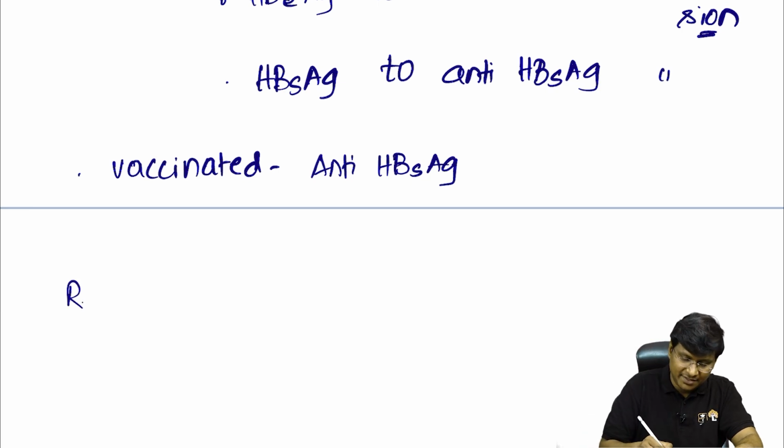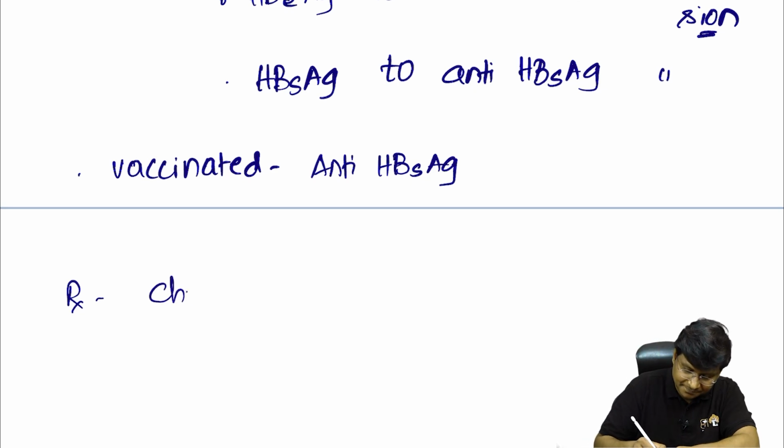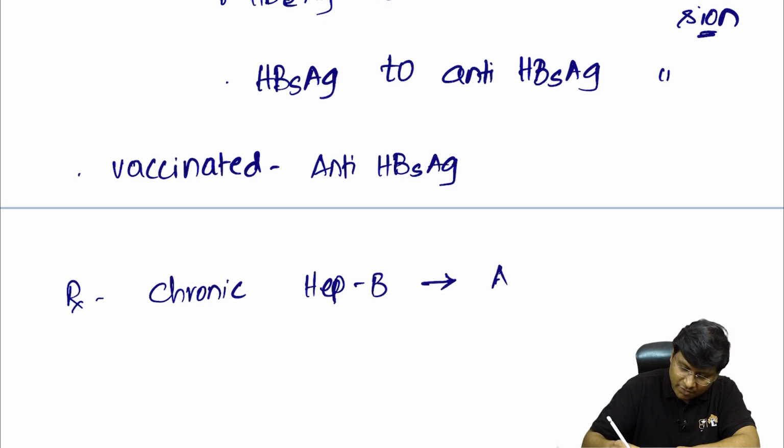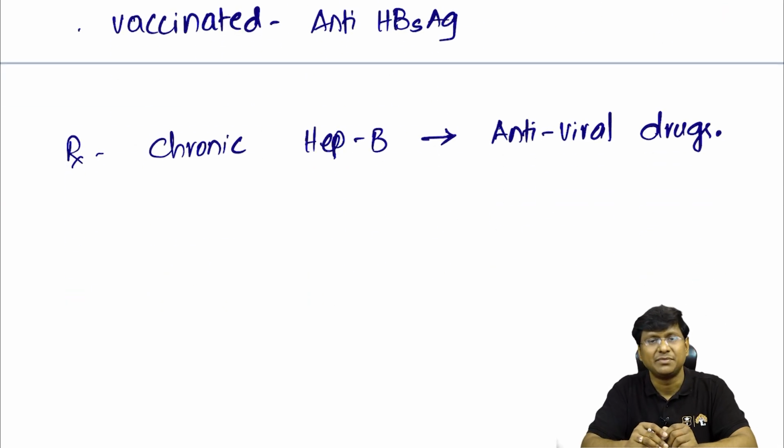Now, for the treatment of acute viral hepatitis, you don't require antiviral drugs. It is only supportive treatment, right? The antiviral drugs are required in case of chronic hepatitis B. They are required in chronic hepatitis B. So in chronic hepatitis B, you have the requirement of the antiviral drugs.